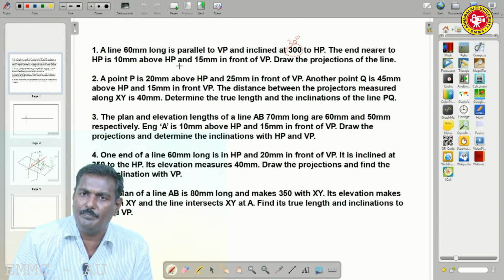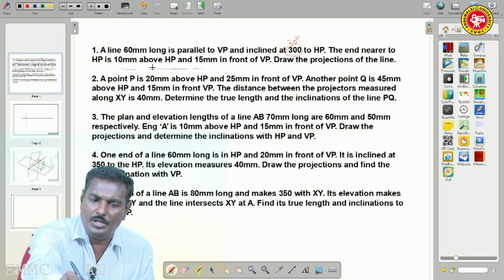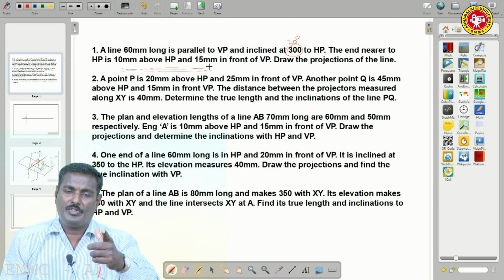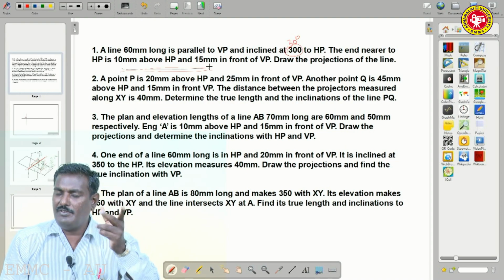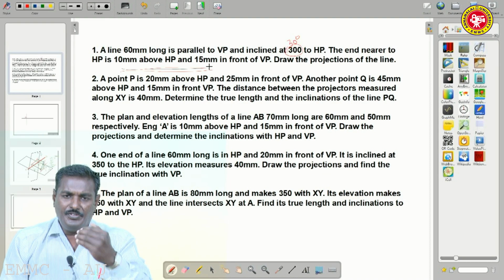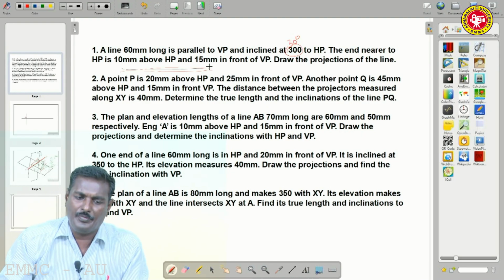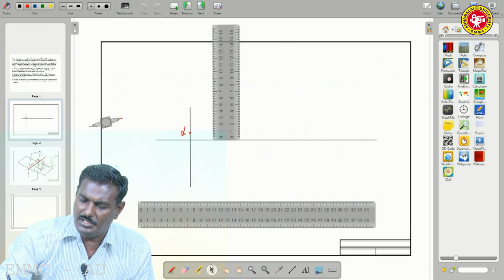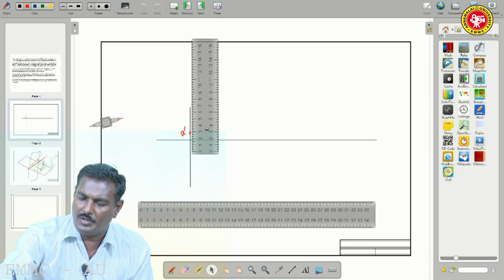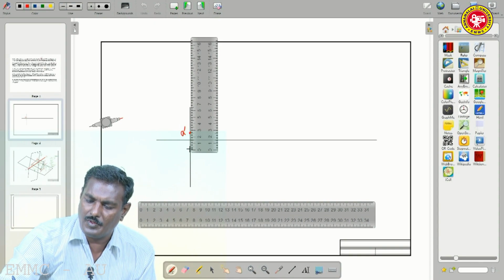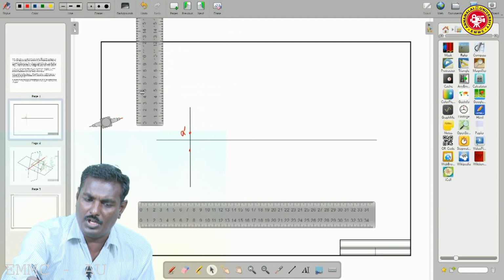10 mm above HP. Here now we are looking at this problem: above HP and 15 mm in front of. So, what about the concept of above and in front? In first angle projection, in front of means it comes below the reference line, below XY. So, below XY you have to measure 15 mm and mark the point.